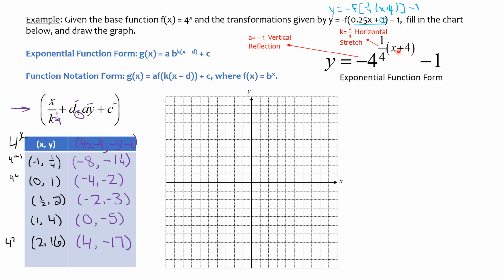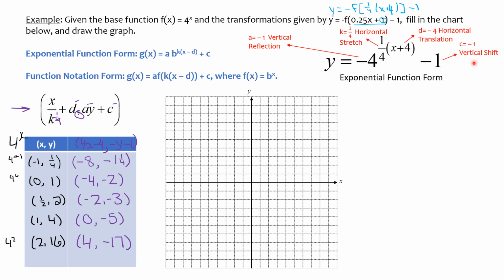Next is the number inside the brackets. That's actually a -4. Remember, it's the opposite. It's whatever will turn this bracket into a 0, technically. So when x is -4, we're going to get a 0. So we have a horizontal translation. Everything got shifted 4 units to the left because of that.